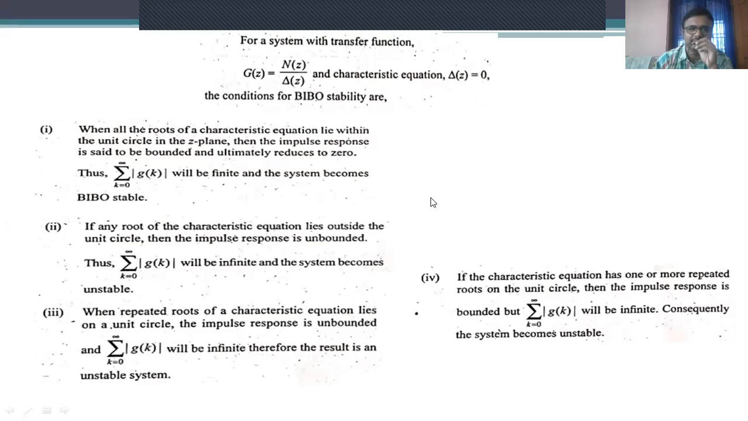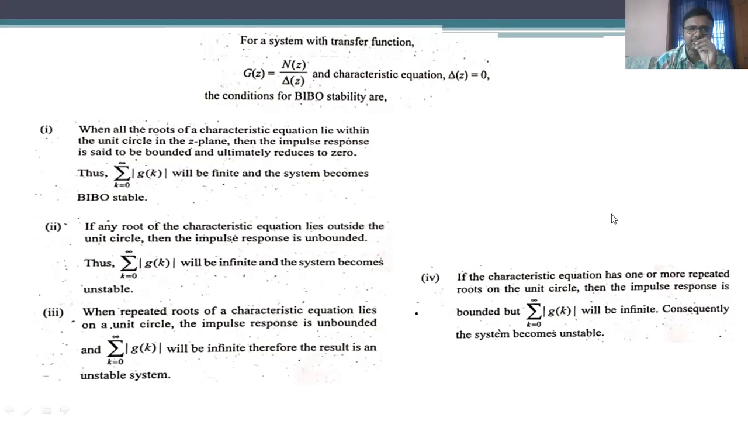So these are the different conditions regarding bounded input and bounded output stable. Four different conditions are there. One is when all the roots of the characteristic equation lie within the unit circle of the z plane, then that particular impulse response is going to be said as a bounded system and the entire system is going to be taken as stable. Similarly, if the roots of the system lie outside the unit circle, then that particular impulse response is going to be considered as the unbounded system and the entire system is going to be termed as unstable.